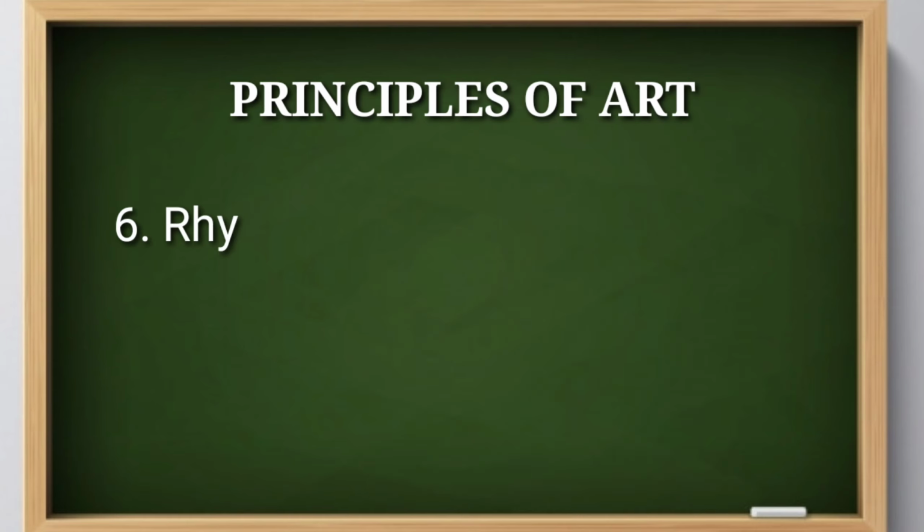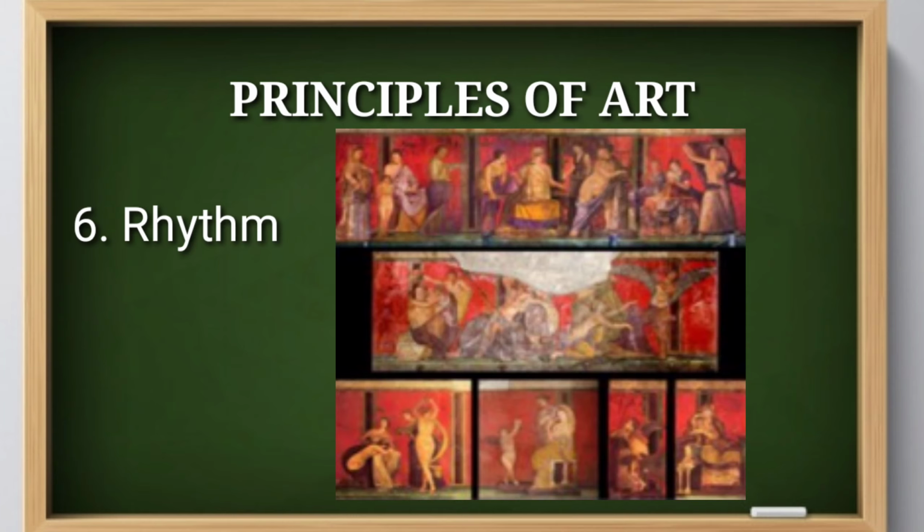Number 6, rhythm. Rhythm is a regular repetition or alternation of elements to create cohesiveness and interest. Here's an example of rhythm.